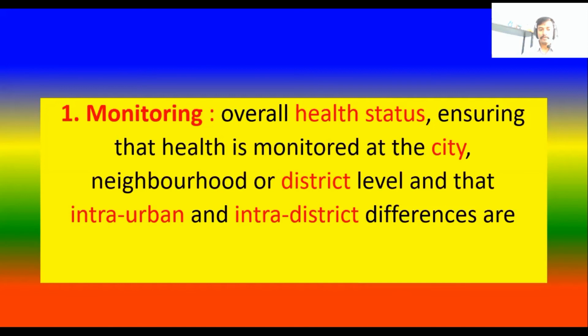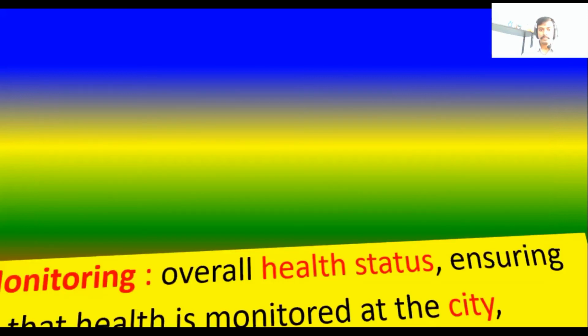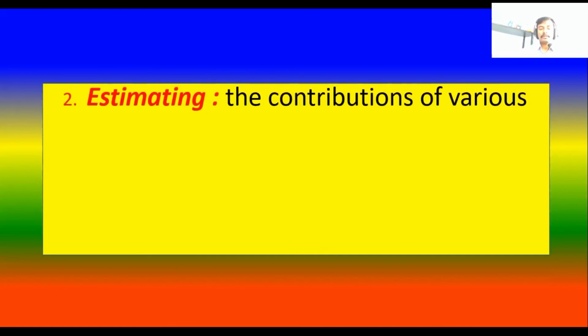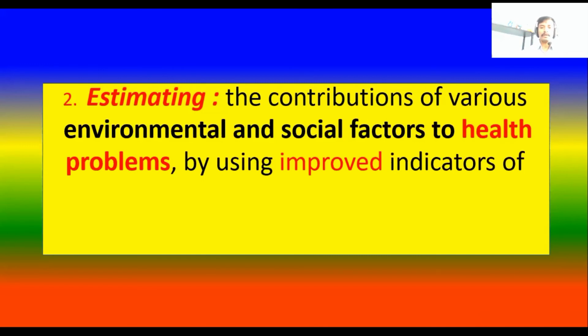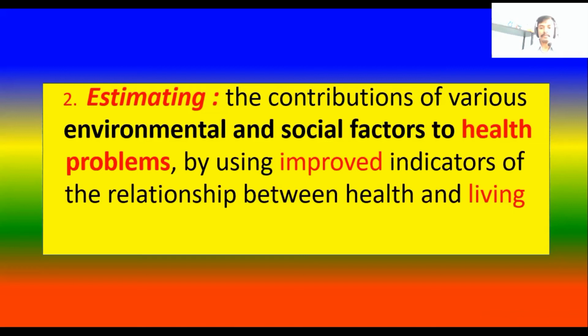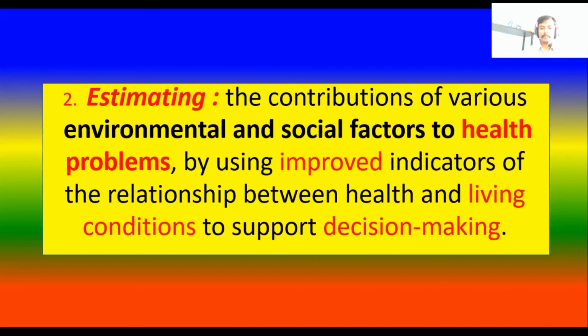At district level, intra-urban, intra-district, etc. Then estimating. Estimating means predicting what happened, relating environmental and social factors to health problems by using improved indicators of the relation between healthy living conditions. Mainly this healthcare estimation is essential for every type of decision making, for establishment of new institutions, and mainly concerning new development projects.